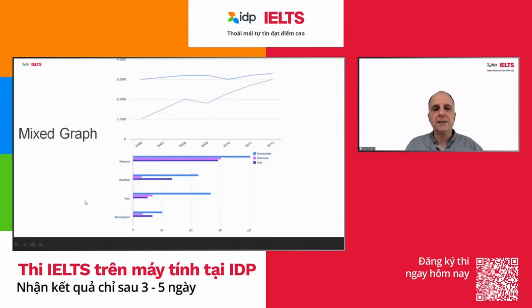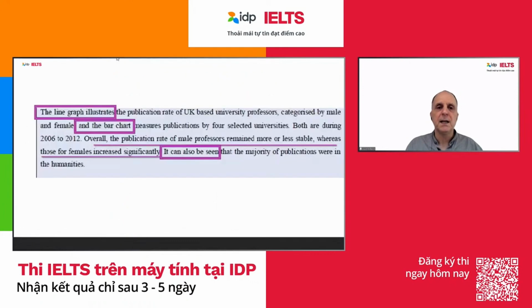Okay, if you get a mixed graph, this comes up quite a lot. And remember, with these, this basically means you've got to summarize in an even briefer way as well. But there's a big difference in this, and you need to paraphrase the task for both of them. So the line graph illustrates and the bar chart measures. And also you need to make sure that you have an overview for both of them.